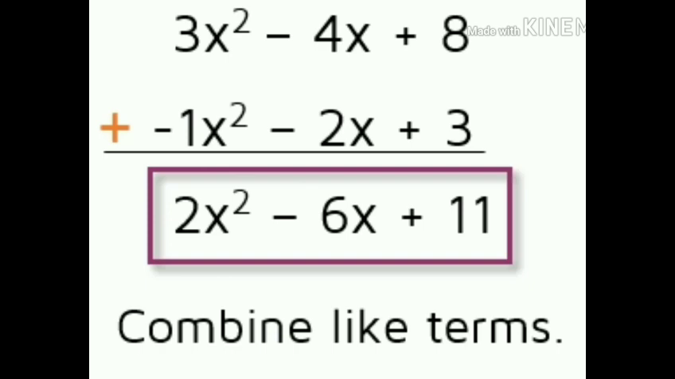And 3x squared plus negative x squared, the 1 there is invisible. It is just a representation that each variable has a corresponding coefficient, which is 1. So the final answer is 2x squared minus 6x plus 11. Now let's proceed to how to multiply polynomials.